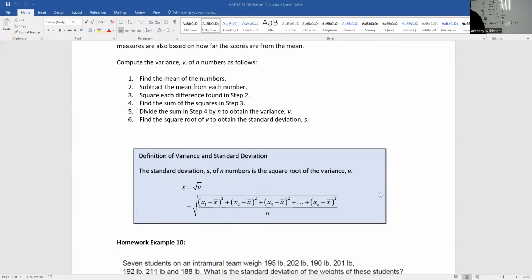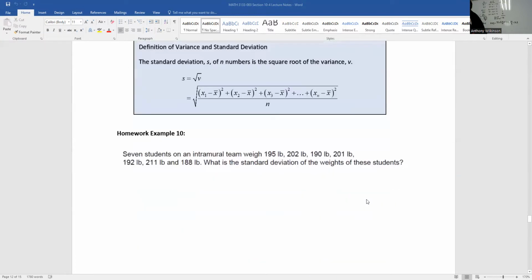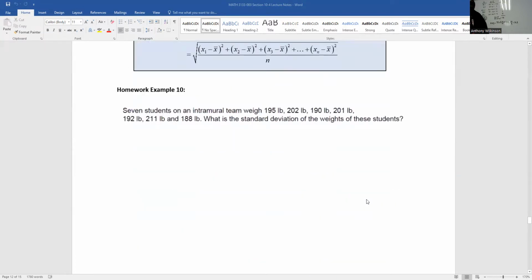All right, so now let's see if we can apply that procedure with this example. Here we have 7 students on an intramural team. They weigh 195 pounds, 202 pounds, 190 pounds, 201 pounds, 192 pounds, 211 pounds, and 188 pounds. What is the standard deviation of the weights of these students?